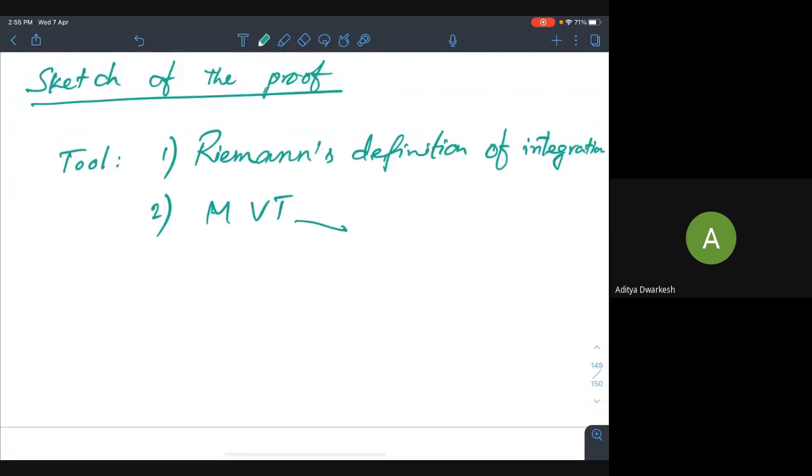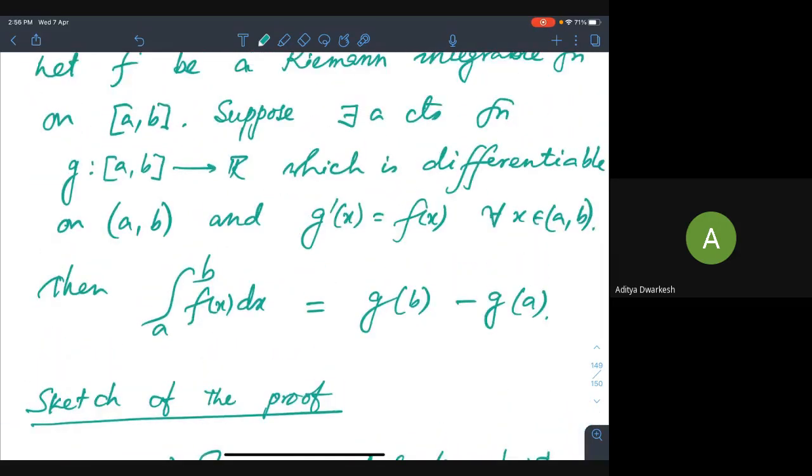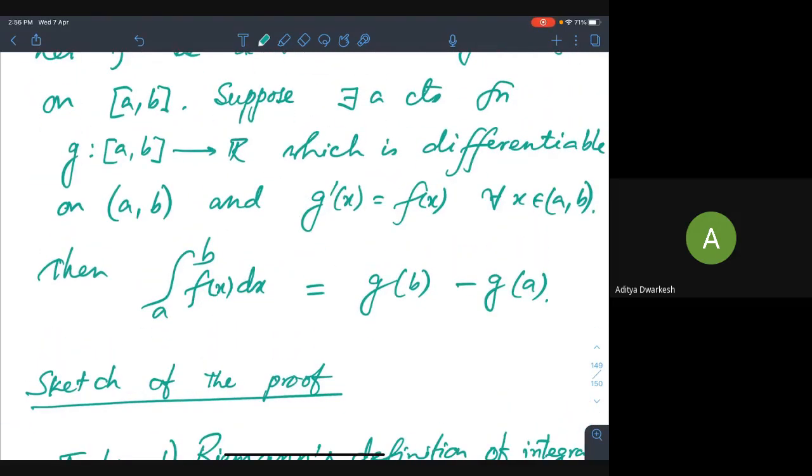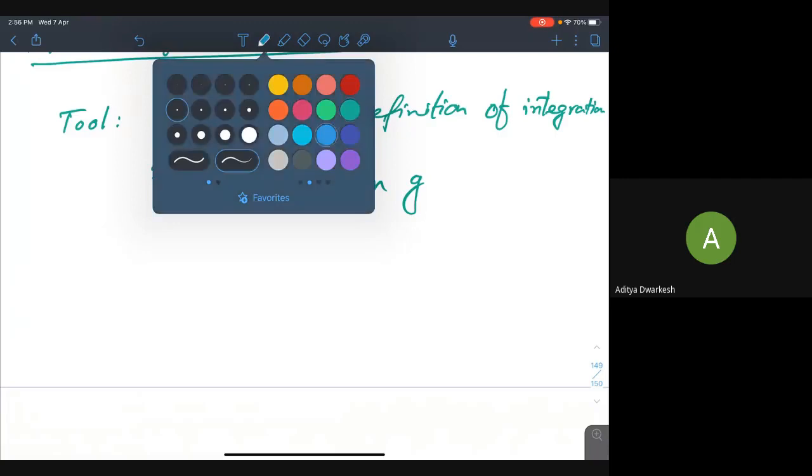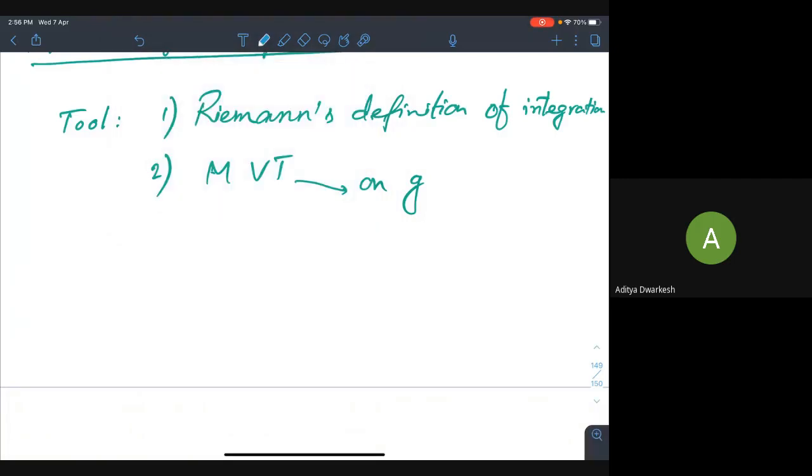The mean value theorem is used on G because G is continuous on the closed interval and differentiable on the open interval. So the mean value theorem can be used on G. By using the mean value theorem, there exists a Tj.